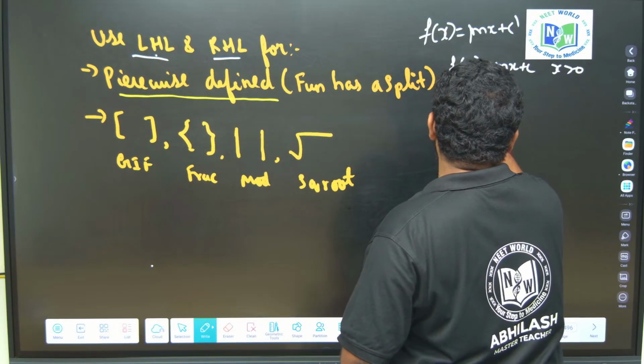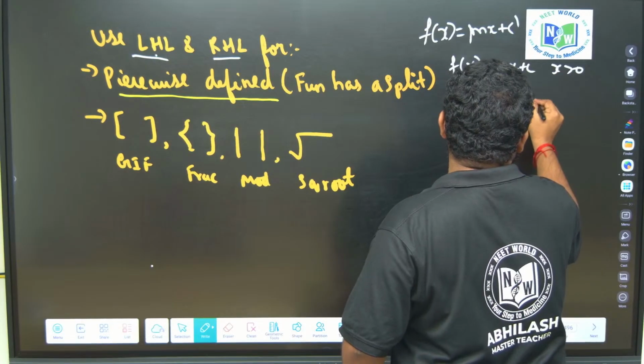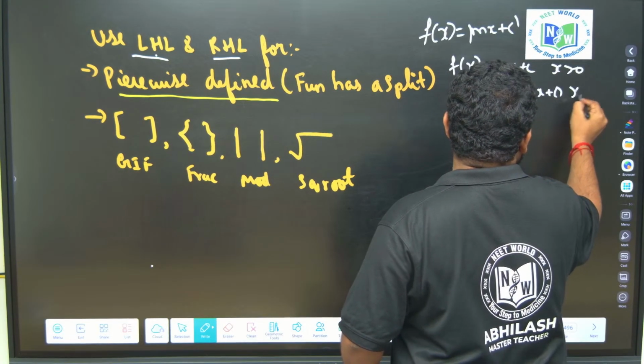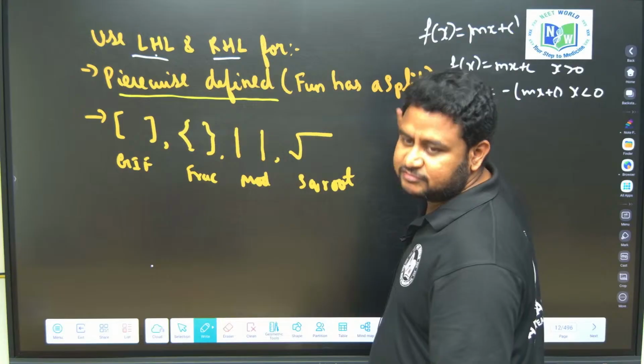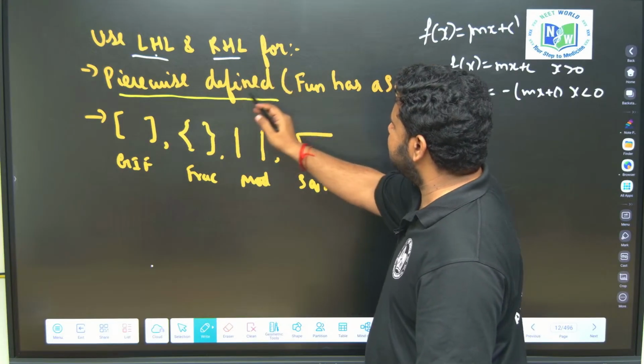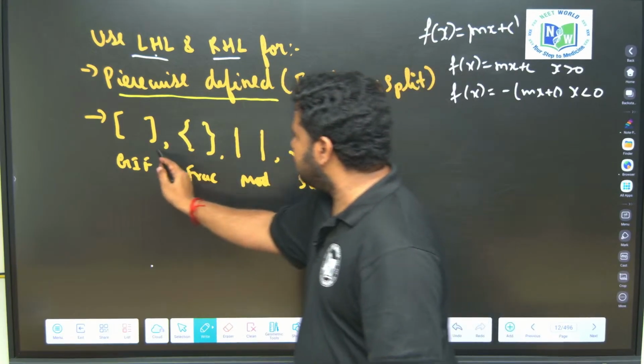F of x can be written as minus mx plus c when x is less than 0. Like this is the meaning of split. So LHL or RHL can be used for a piecewise defined function. So this is what is called GIF.